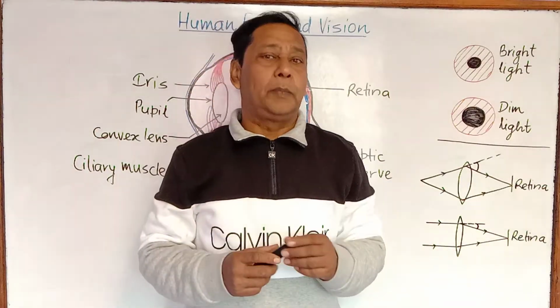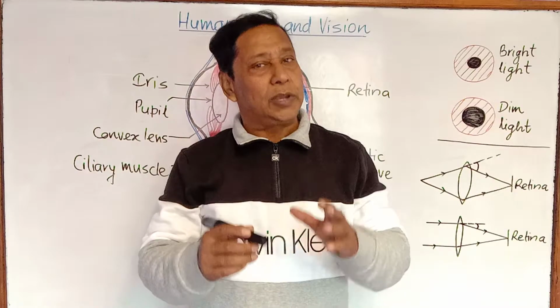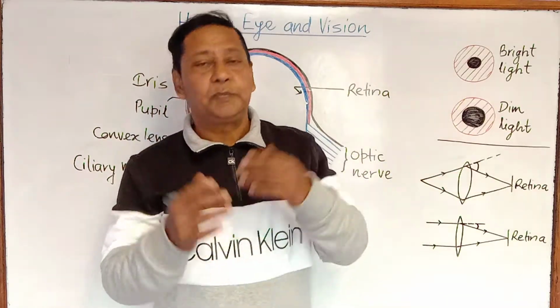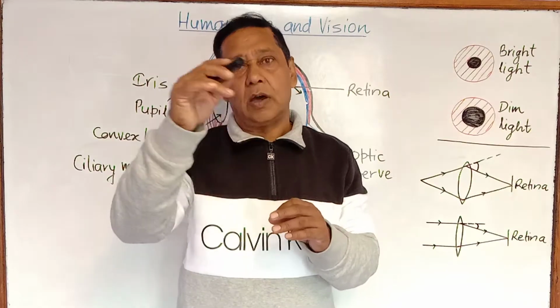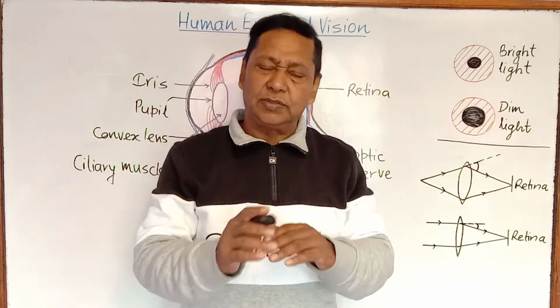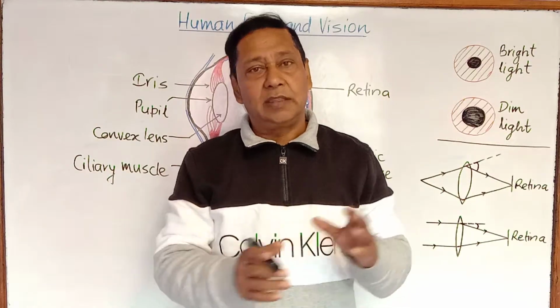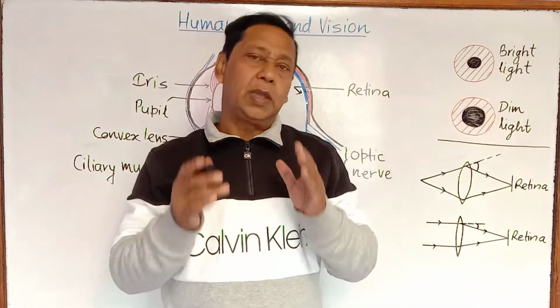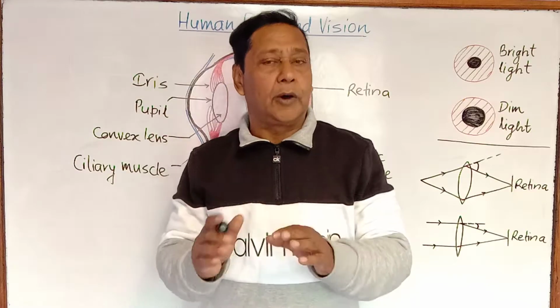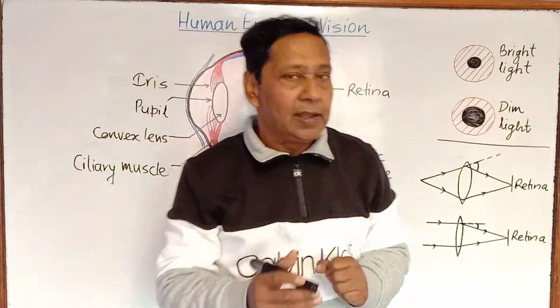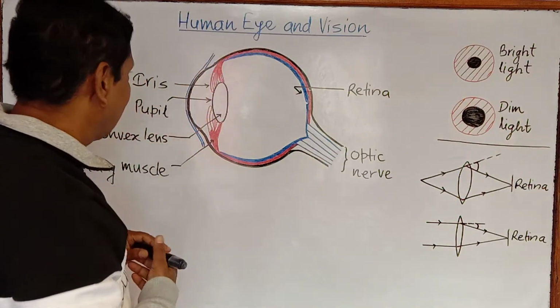Today we are talking about the human eye, how it forms an image and how we are able to see an object clearly. In the previous class, I made a diagram of the human eye with many labelings, and that was necessary to understand the biology also, but today we are concerned only with the formation of image and the vision of the object. Okay, let's start with this diagram.